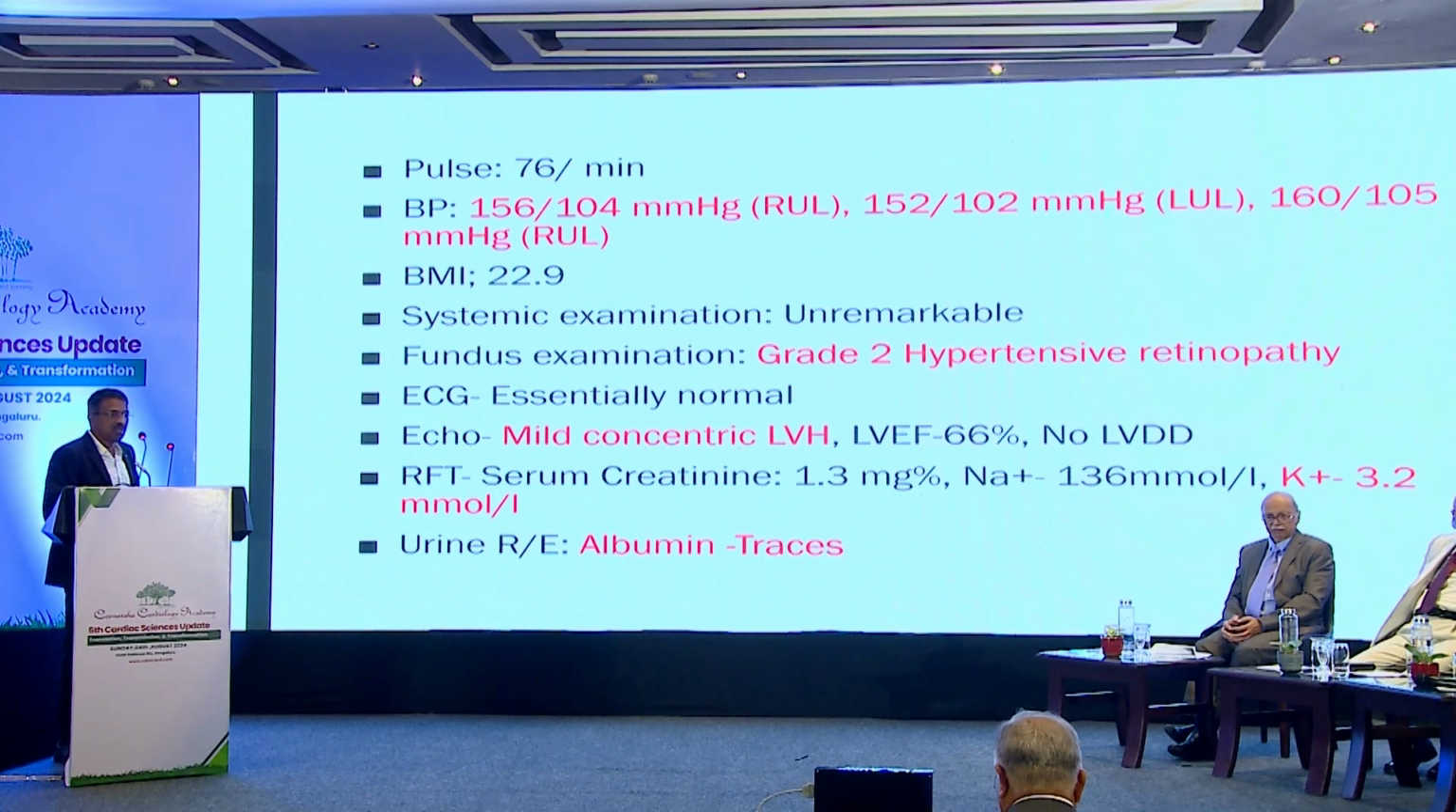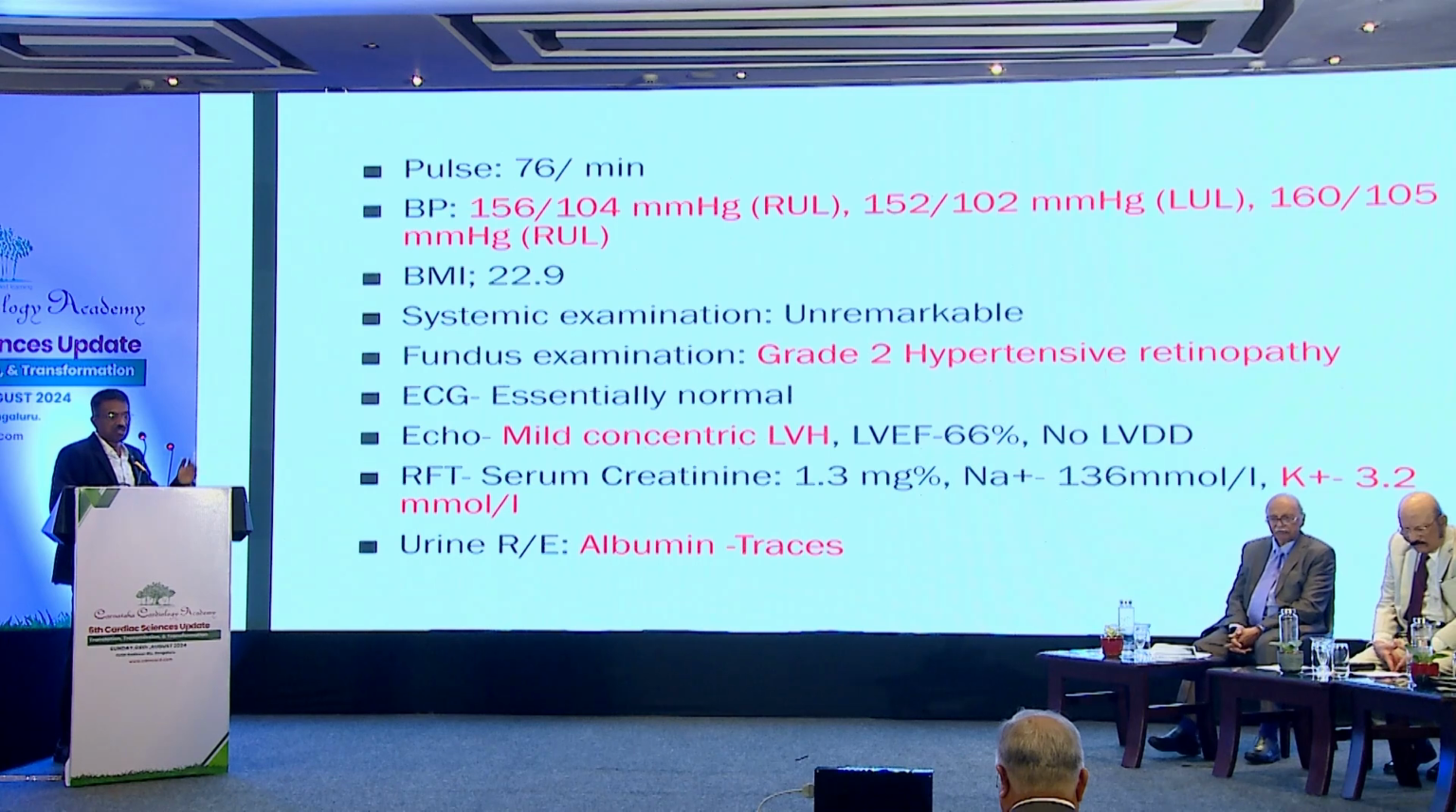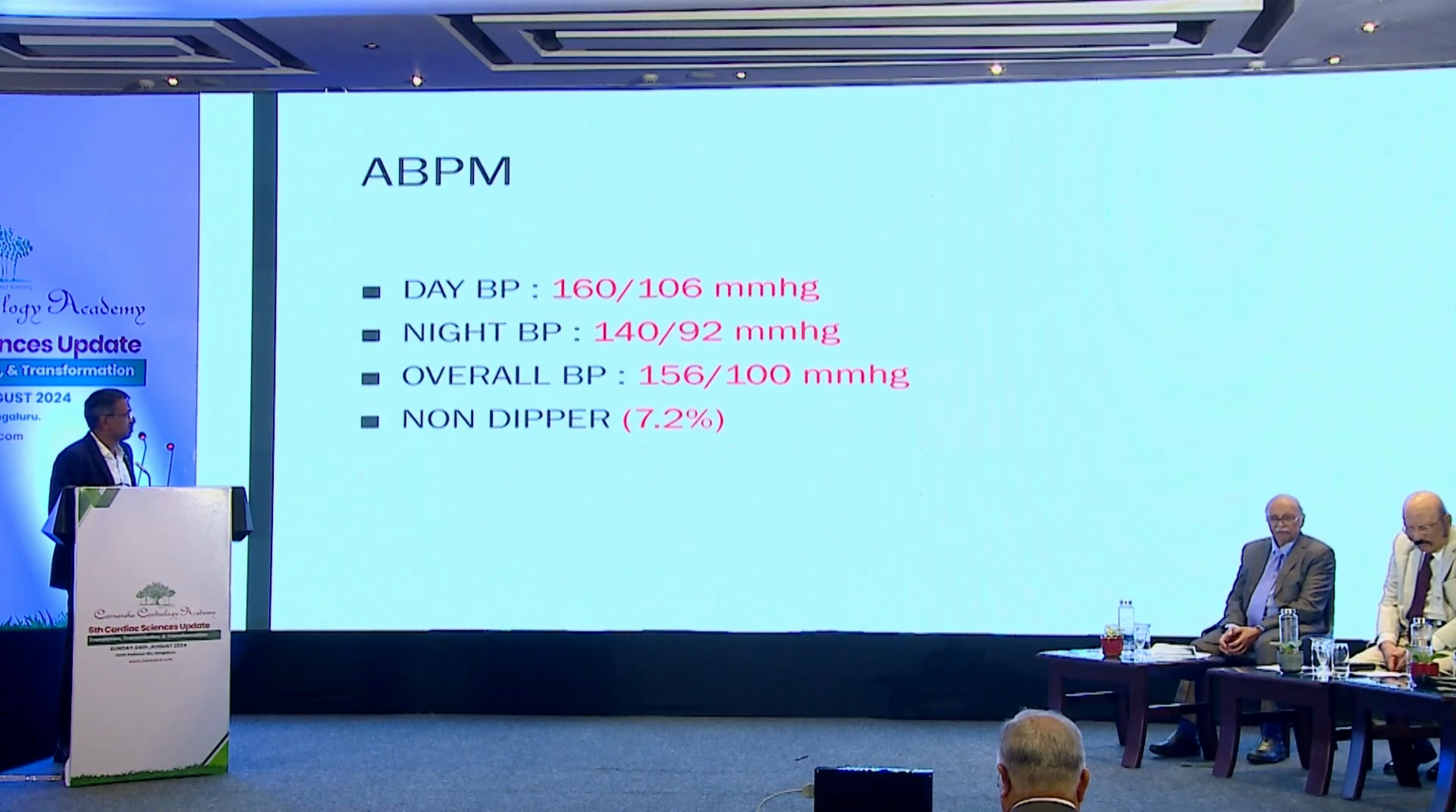On his RFT, serum creatinine was 1.3, sodium was normal, but potassium was 3.2. Just before starting chlorthalidone, the previous RFT was totally normal. So now the potassium was 3.2, and urine routine showed traces of albumin. Now, as the first speaker said, is it really a resistant hypertension? Yes, you need to evaluate.